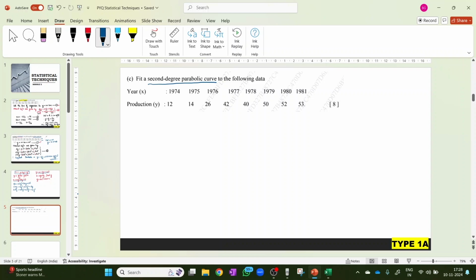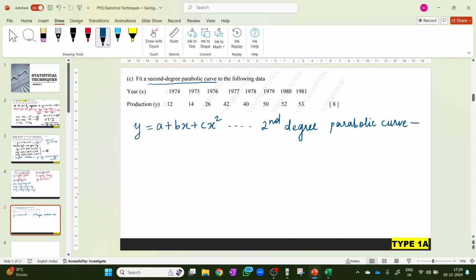And generally, we don't use an x equal to equation, we use a y equation. Okay. So suppose I was to put y equal to a plus bx plus cx square over here. Suppose this is my second degree parabolic curve which I wanted to fit here. Let me call this equation 1.